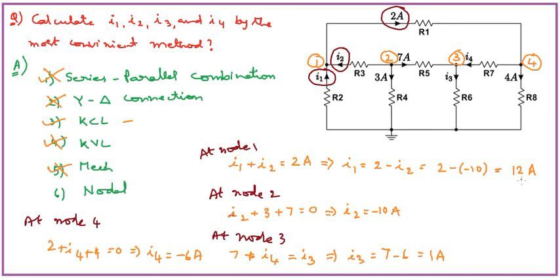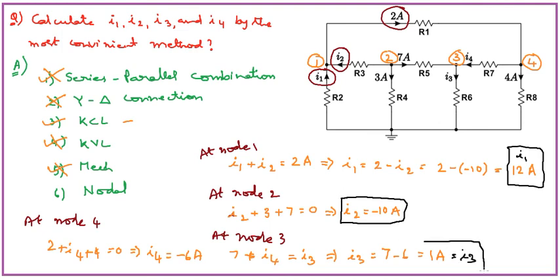So I1 is equal to 12 ampere, I2 is equal to minus 10 ampere, I3 is equal to 1 ampere, and I4 is equal to minus 6 ampere.